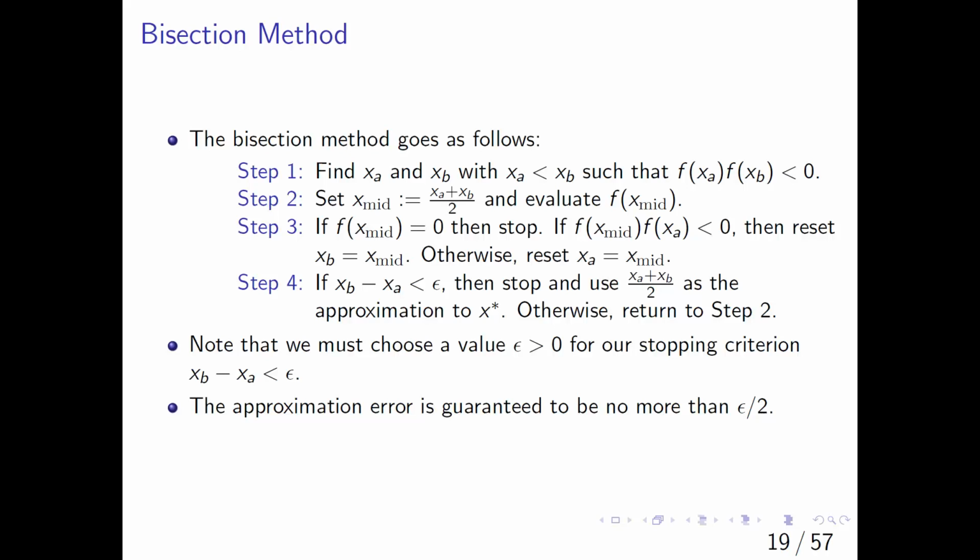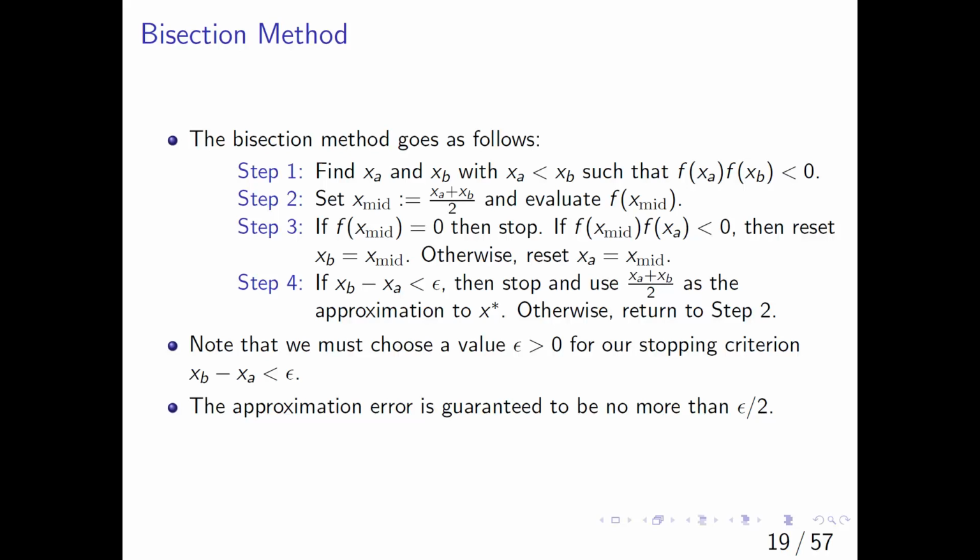Essentially, we keep on refining the range for the possible solution. We reduce the range. At every step, we have the size of the possible range for the true solution. Whenever the distance between A and B, the two endpoints, is less than a given epsilon, a given threshold, we stop and use the midpoint as the approximation for the true solution.